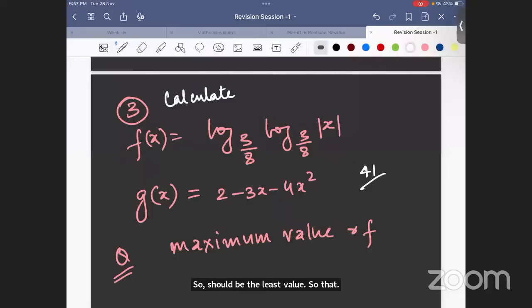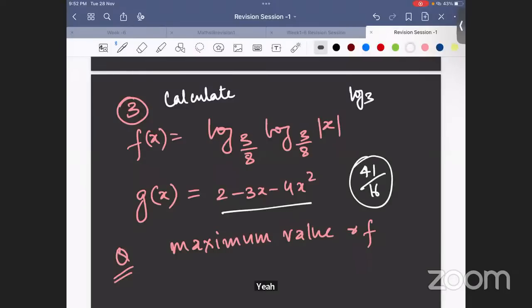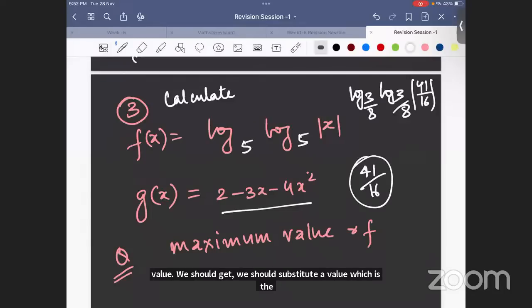Okay, so whatever the value, see here, what is the value you are getting? 41/16. So yeah, you can get the value log 3/8 of 41/16. Sir, but here this log 3/8 has a base less than 1, no, sir? So it will be a decreasing function. Yeah, so it is a decreasing function. To find the maximum value, we should substitute the least value, no, sir? Correct. Yeah, you're correct.